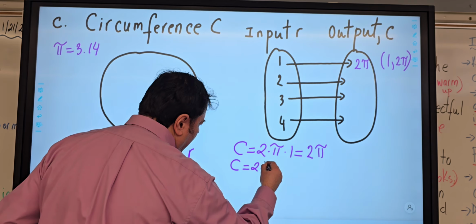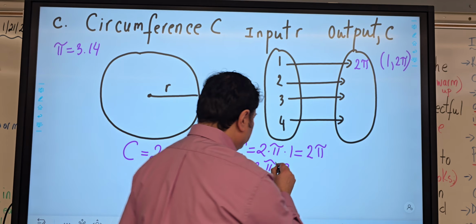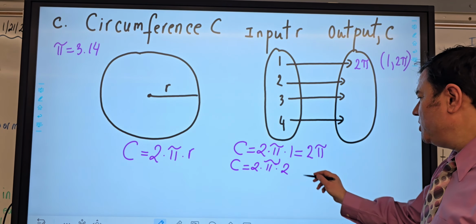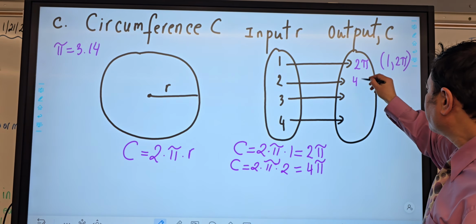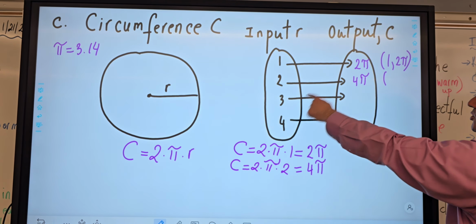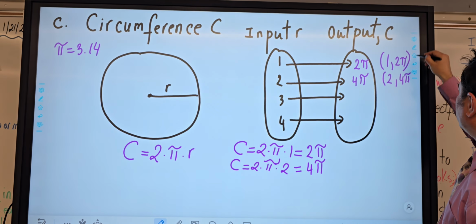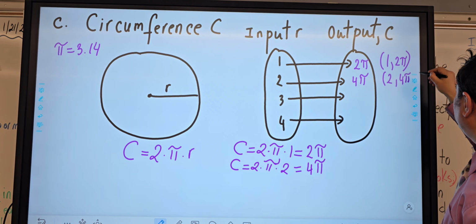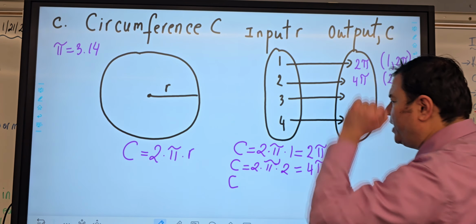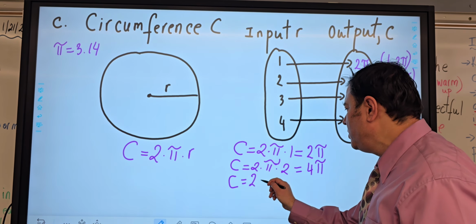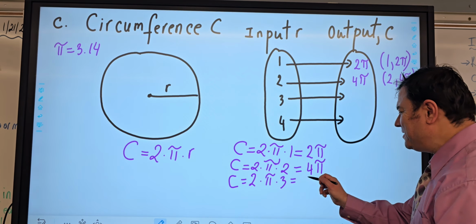C equals 2 times pi. And now we are going to put 2 for r, right? Times 2. And then 2 times 2 is 4. And here we get 4 pi. So the ordered pair is 2 and 4 pi. And let's continue. Let's continue now with, instead of r, we put 3. So we have circumference equals 2 times pi times 3. 2 times 3 is 6. So we get 6 pi.